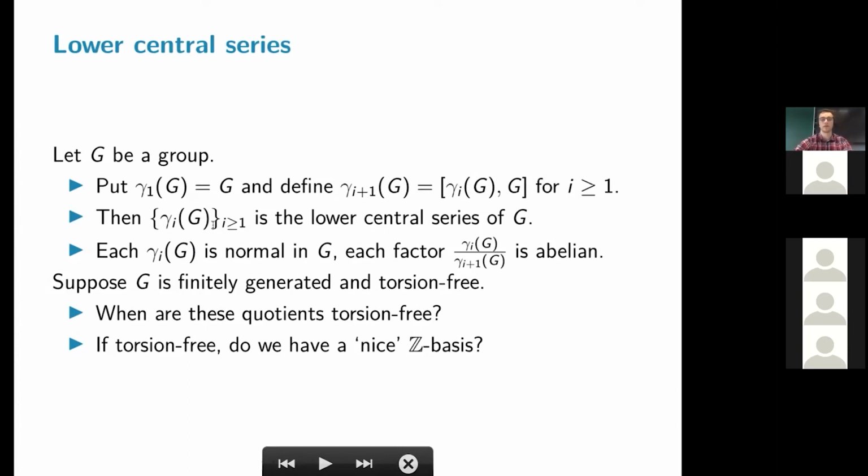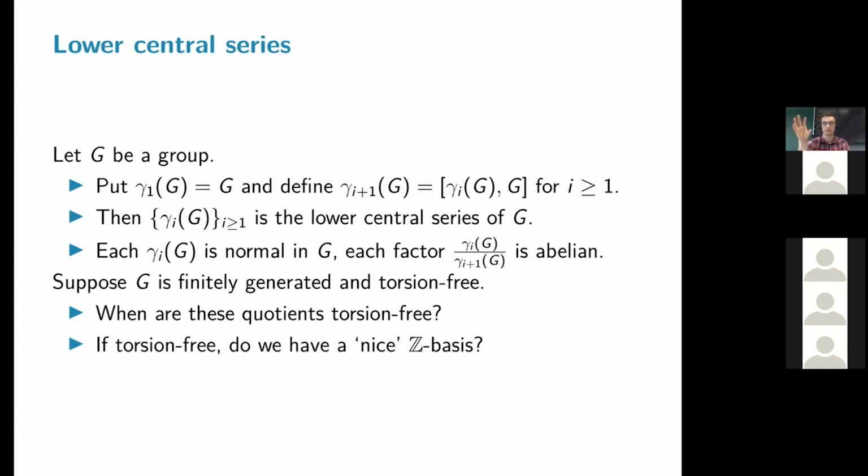So this chain of subgroups is called the lower central series of G. And for instance, this is used in the definition of nilpotent groups. Your group is nilpotent if and only if your lower central series ends up in 1 at some finite index. And the nice thing about these lower central series is that, first of all, each of these groups is a normal subgroup in G. And by construction, each of these factors is an abelian group. So from our group G, we can construct lots of abelian factor groups, which could give lots of information about the group itself.